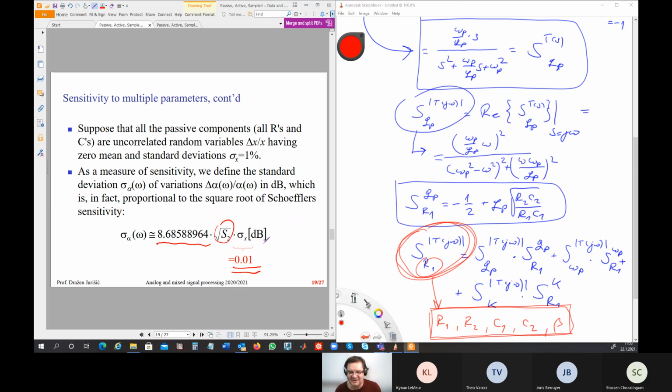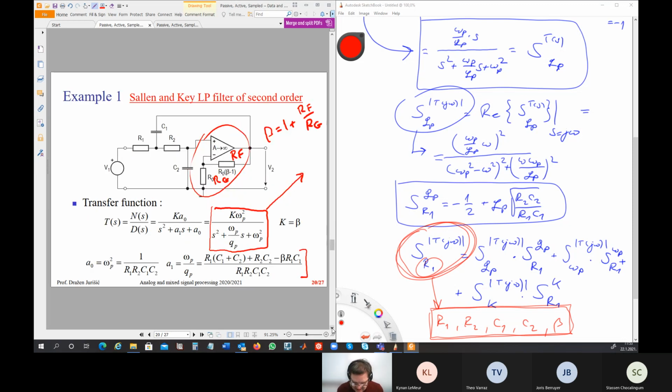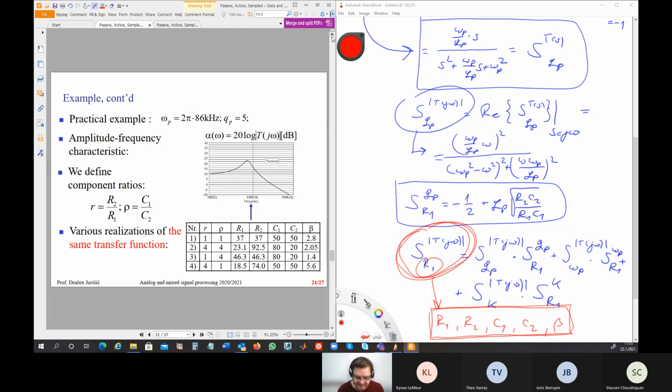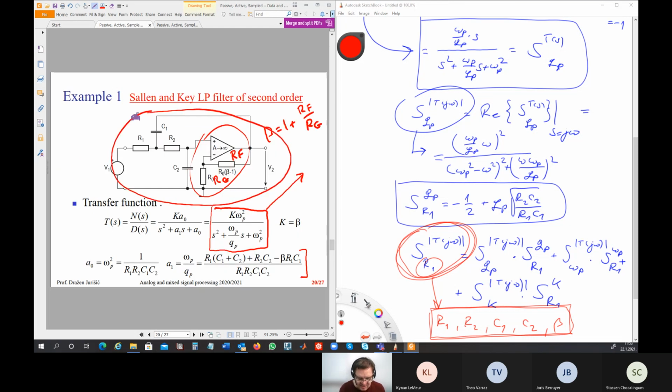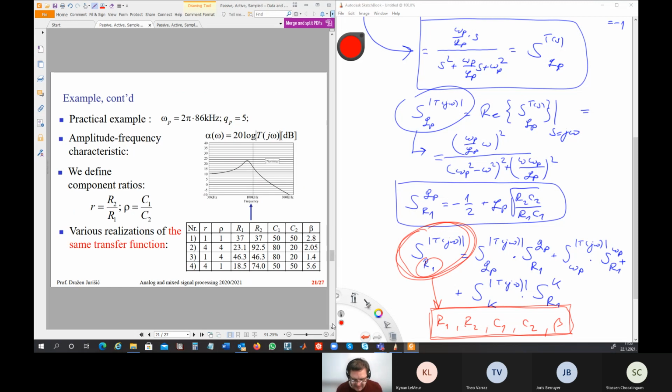Now I will show this all in examples, so you will see immediately. This example, so this whole circuit can be designed with different betas, different R's, and C. For example, we defined R2 over R1 as small r, C1 over C2 as small rho. What does it mean, r equals 1? This means equal resistors. What does it mean, rho equals 1? This means equal capacitors. For all these cases, we can build the same transfer function. So all these cases will give us same transfer function, but where is the difference? Maybe something is better, maybe something is worse.